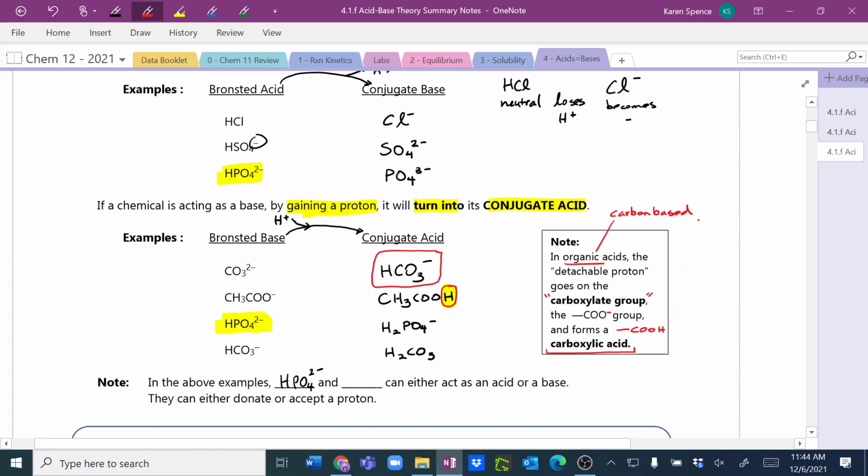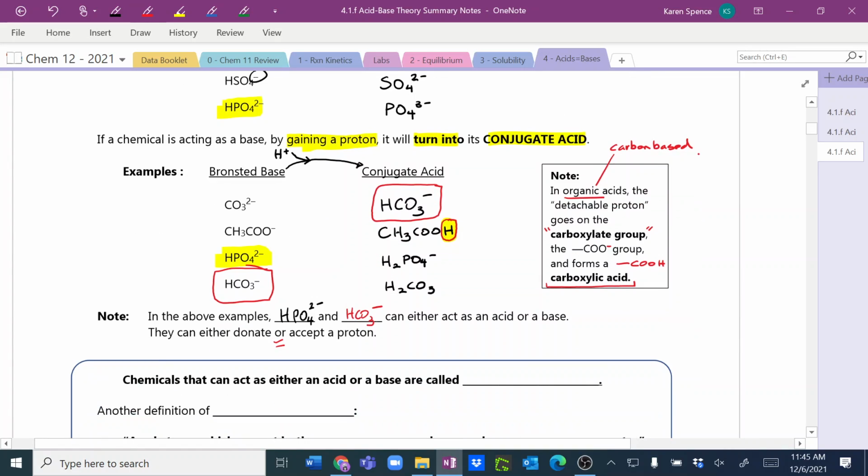HCO3 minus. Do you see how it's here as an acid and it's here as a base? So HCO3 minus and HPO4 2 minus can either donate or accept a proton.